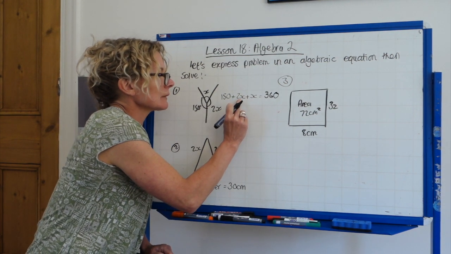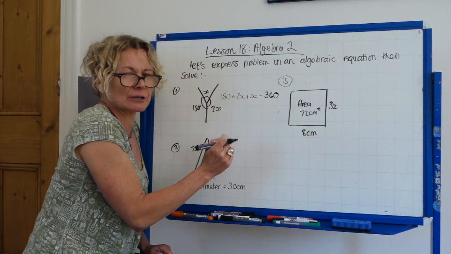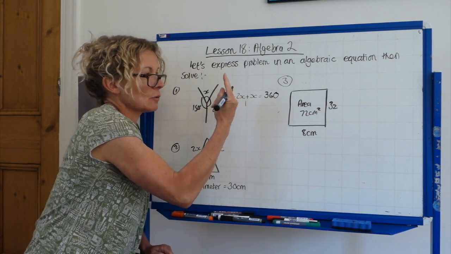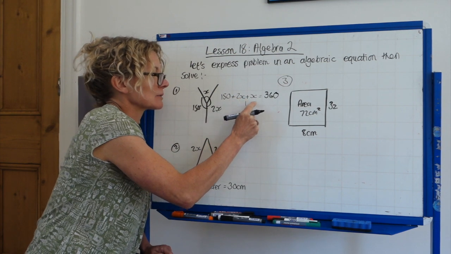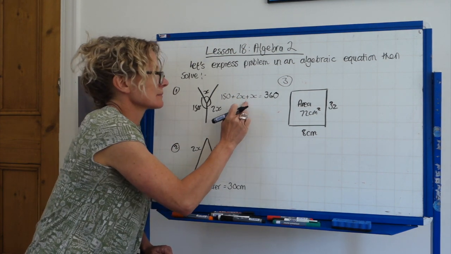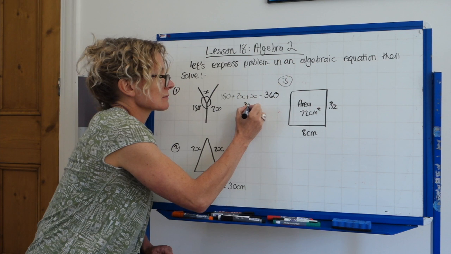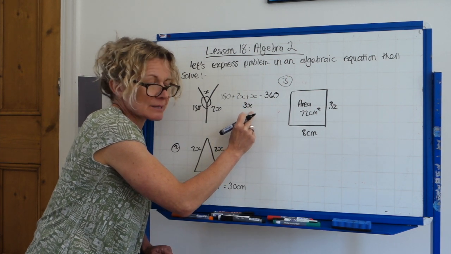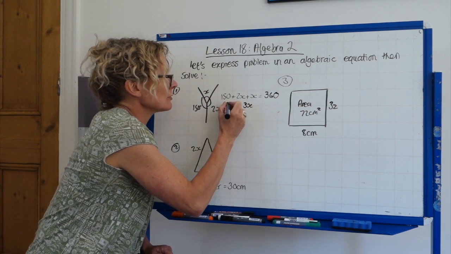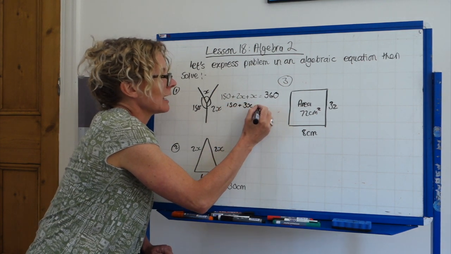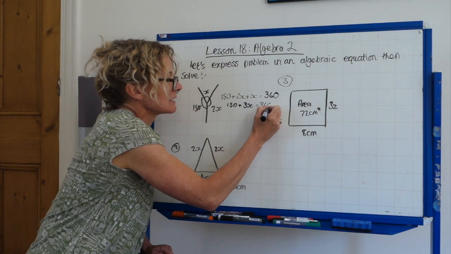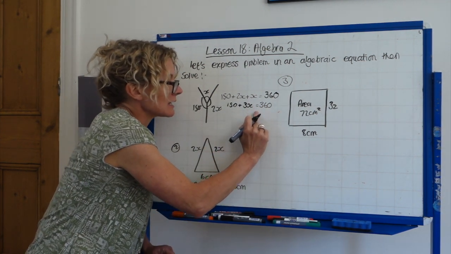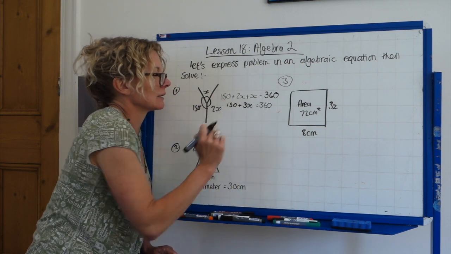So, 2x plus x, let's look at that first of all. 2x, that's two lots of x, and x, that's one lot of x. So 2x plus x is how many x? 3x. And that's 3 lots of x, 3 times x, okay? So 150 degrees, add 3x equals 360 degrees. Agreed? That side of the equation is equal to that side of the equation.